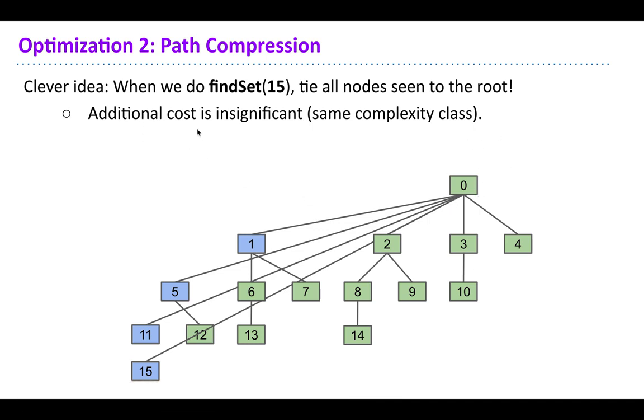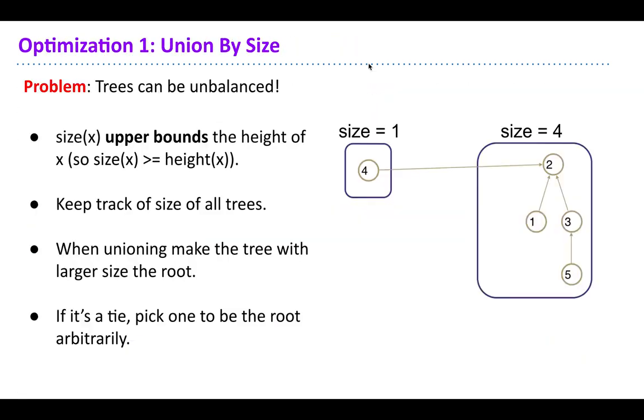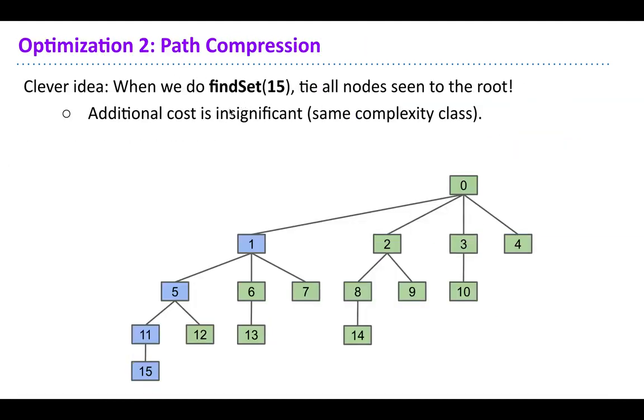So this adds maybe a constant factor cost to find set, but it makes subsequent calls really fast, so we definitely want to do this. And those are our 2 optimizations: the first optimization with union by size, and the second optimization with path compression.